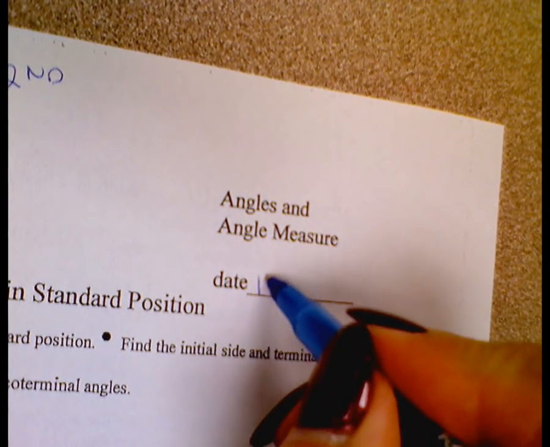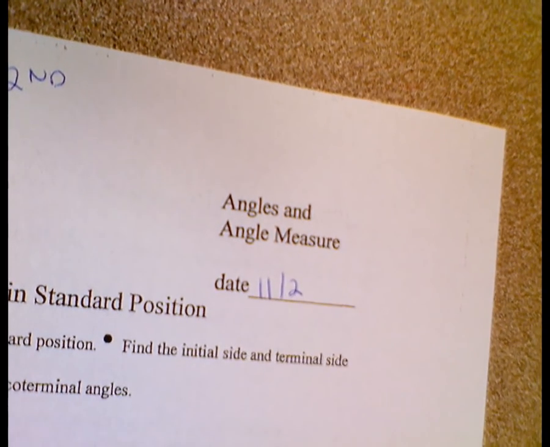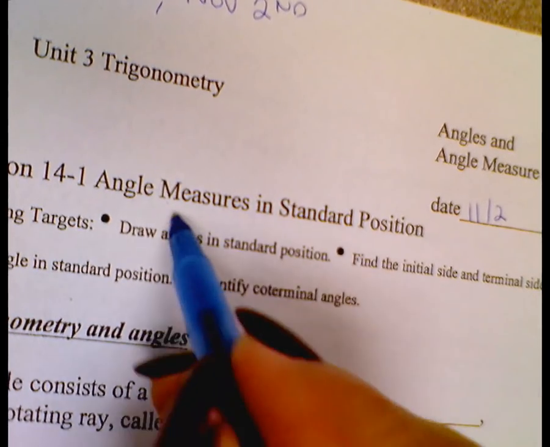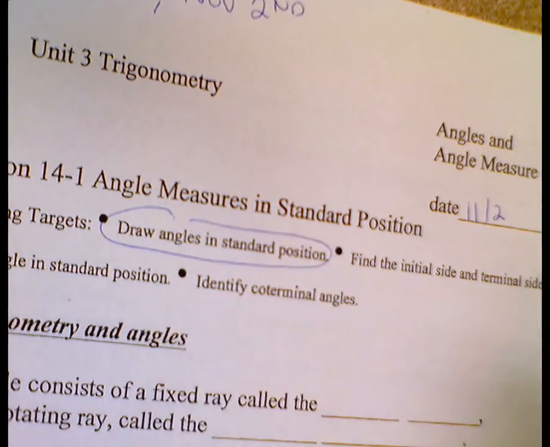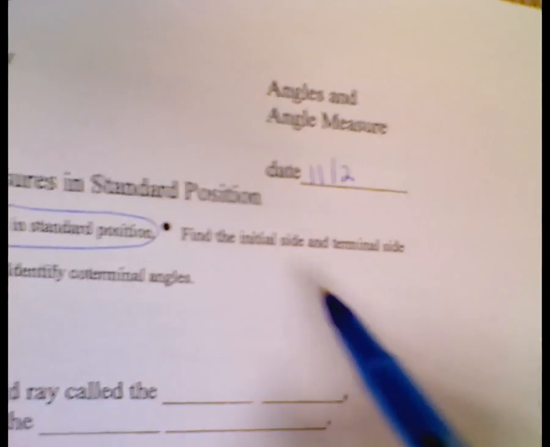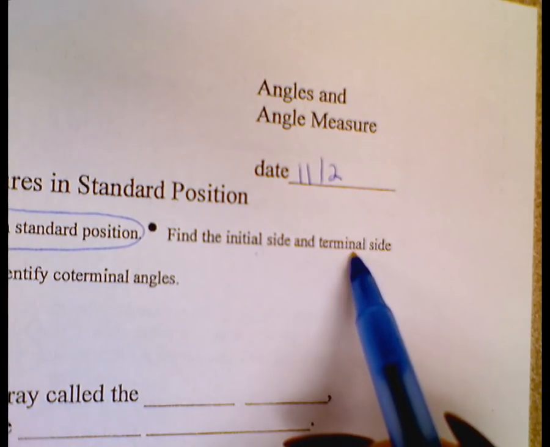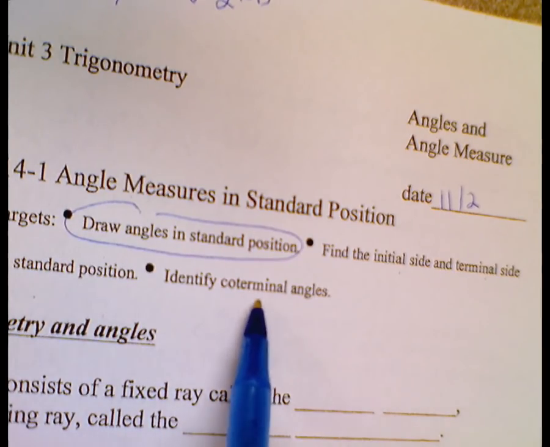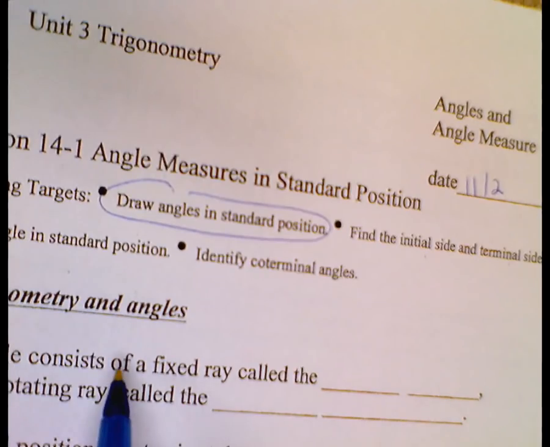So again, today is 11/2. Go ahead, date your notes. All right, so today we are going to be drawing angles in standard position. That's very important to know how to draw an angle. We're going to find the initial side and the terminal side of an angle in standard position, and we're going to identify coterminal angles.